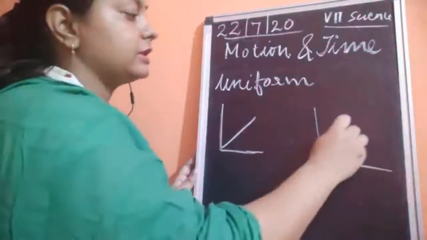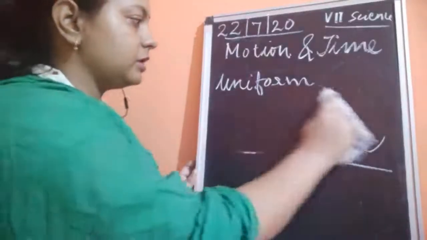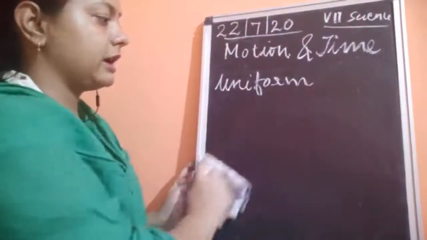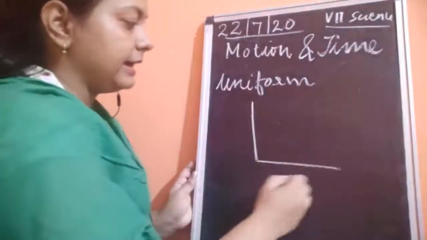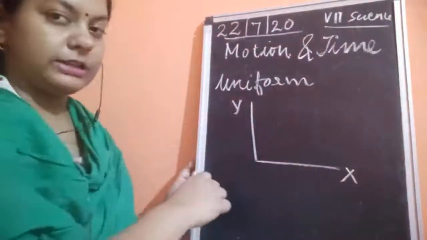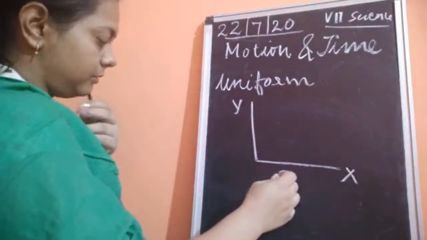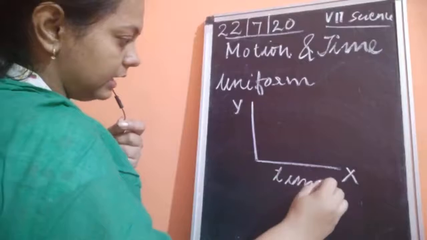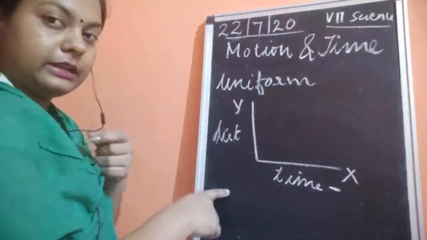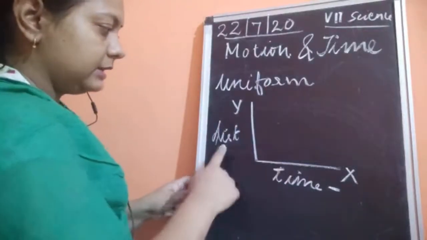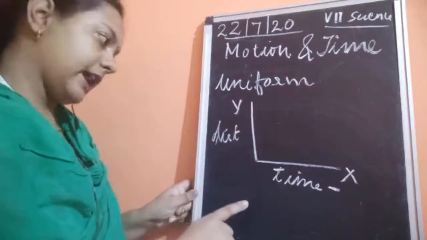If the graph is not in a straight line, it is showing you a non-uniform motion. Okay, so we come on to the topic of how to plot a graph. Before plotting a graph, I must revise what we studied yesterday: at the x-axis we take the time, and on the y-axis we take the distance. If we take time on the x-axis and distance on the y-axis, we can plot the graph very easily when we have the data.